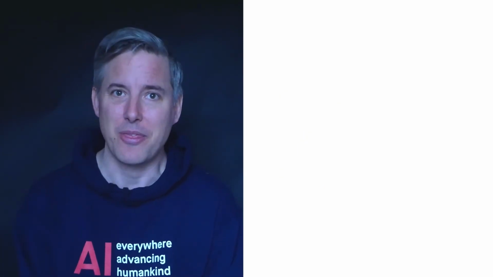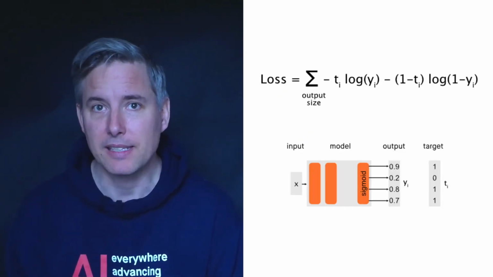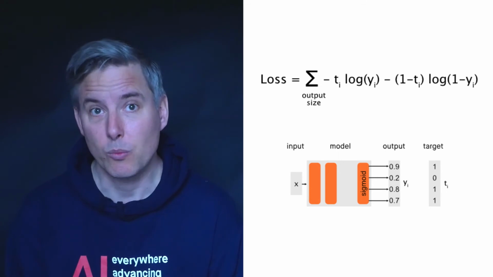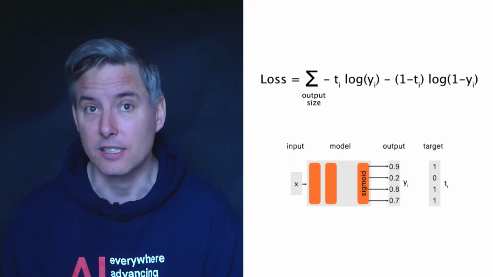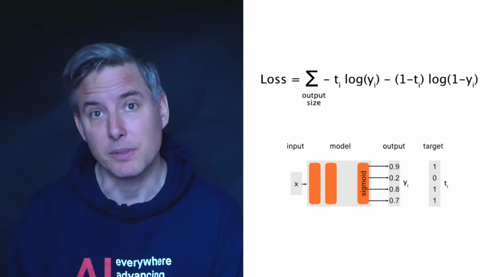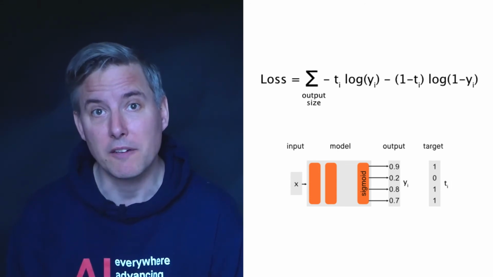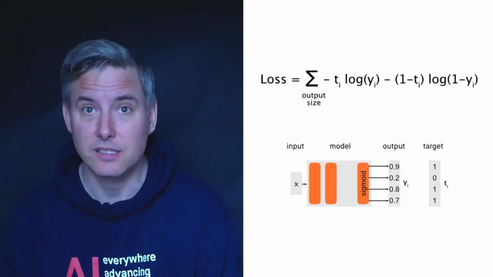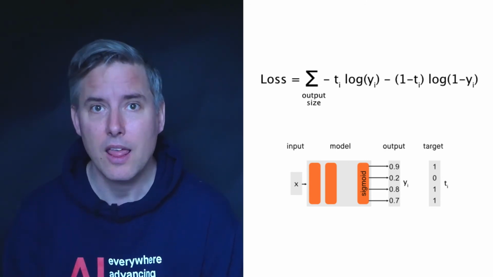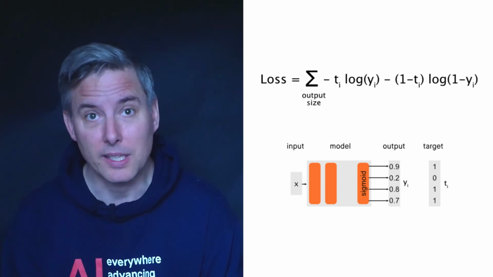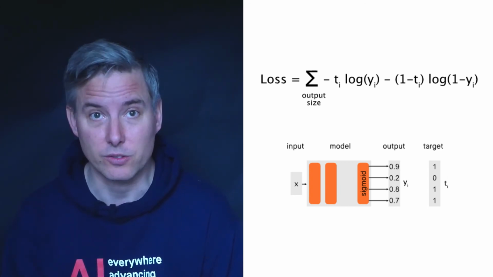So, the math. This is the formula for binary cross-entropy loss, where y hat is the predicted value and t is the target. Binary cross-entropy measures how far away from the target value, which is either 0 or 1, the prediction is for each of the classes, and then sums up the class-wise errors to obtain the final loss.